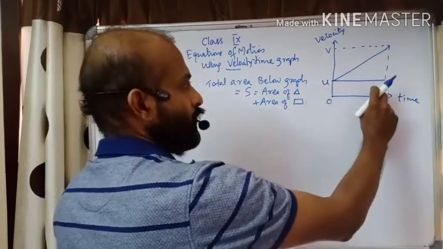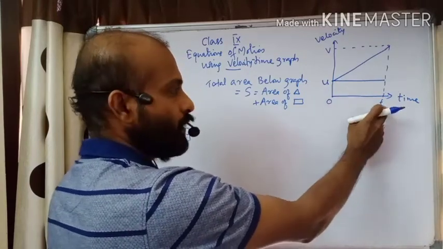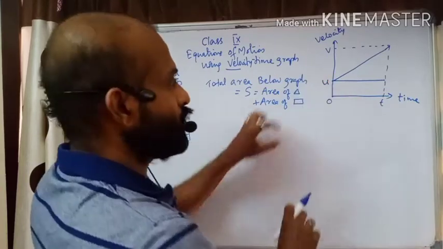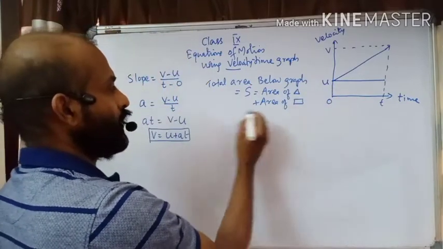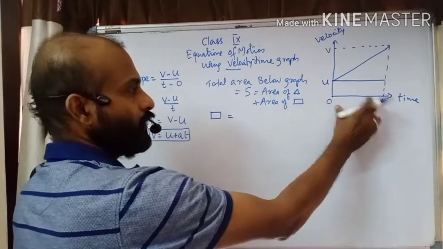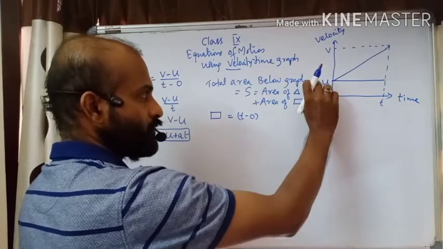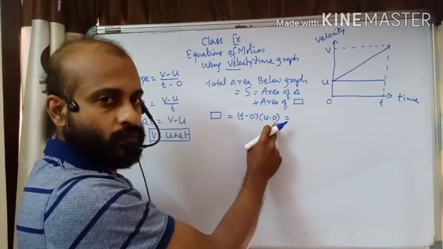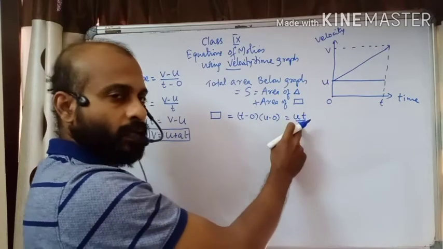First we can find the area of the rectangle. We have a length. What is the value of the length? This is the length, t minus 0. Okay. What is the breadth? This height is the breadth. How will you find breadth? u minus 0. So how will you find the area of the rectangle? Area of rectangle is equal to length into breadth, that is t minus 0, that is the length. And what is breadth? u minus 0. u minus 0 is u, t minus 0 is t. What will you get? You will get u into t. We have got the area of the rectangle.